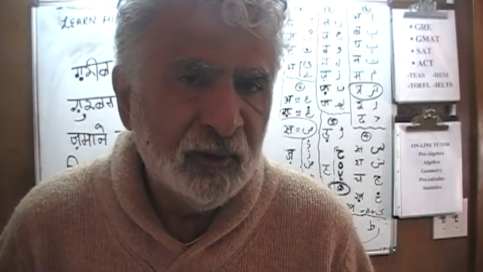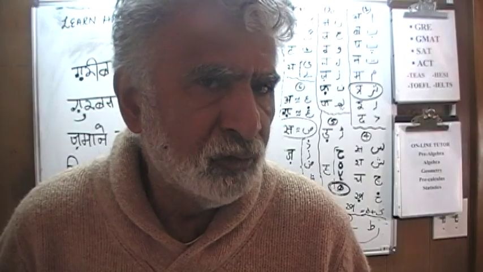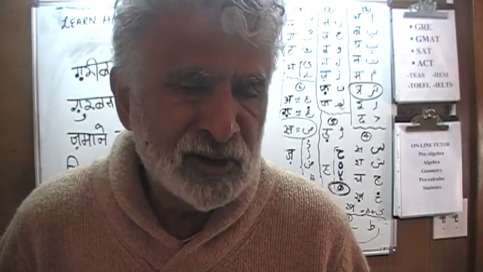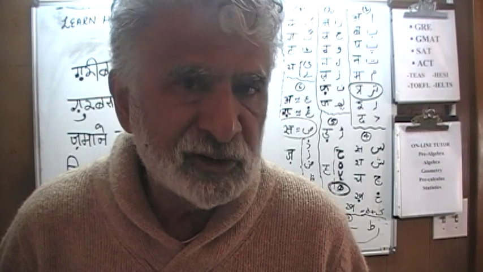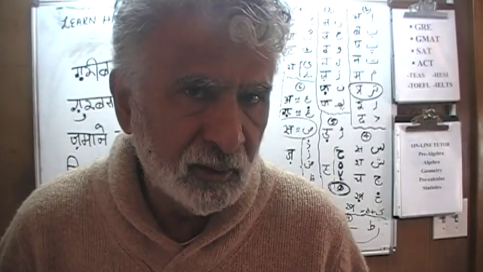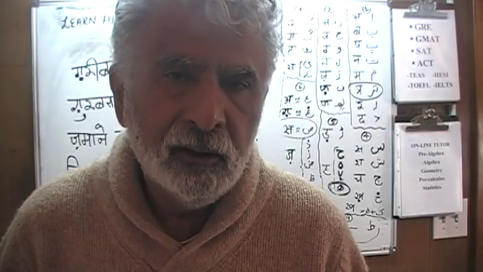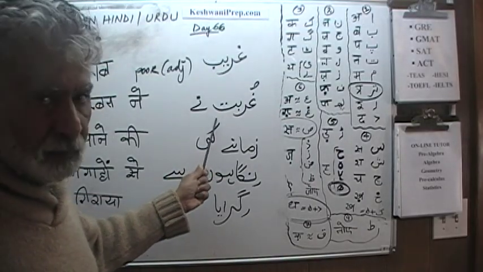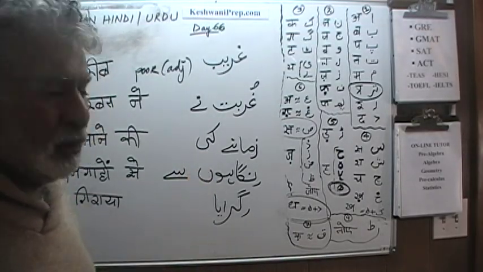When poverty struck me, when I was no longer a rich man like I used to be, बुरे वक्त जब आए. We learned this line yesterday: when the bad time came, I was no longer a rich man, I had lost all my wealth. At that time, गुर्बत ने ज़माने की निगाहों से गिराए.